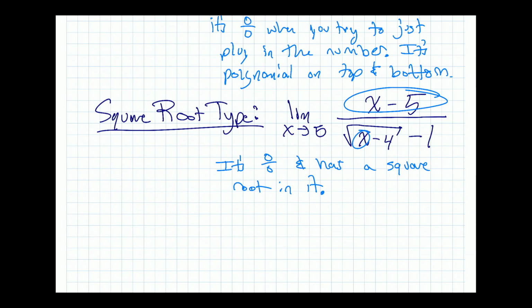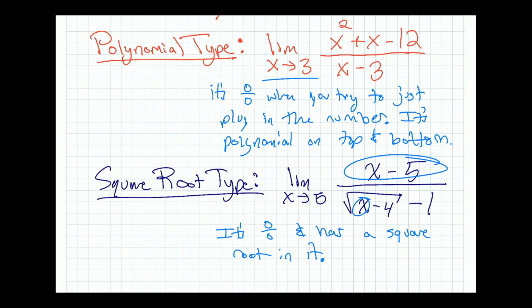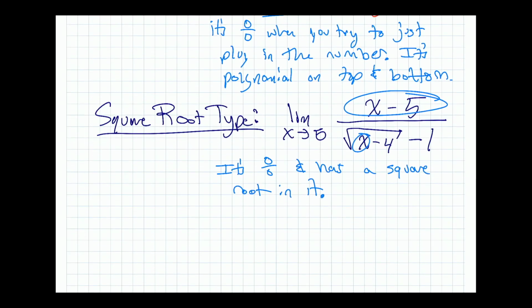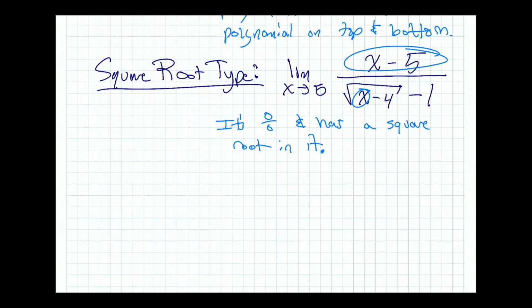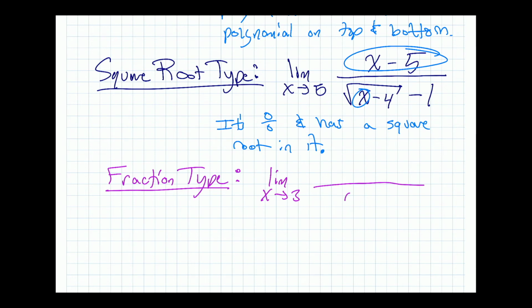Right? So the names are not mysterious. These are just made up names. I call it a polynomial type if it's polynomials, a square root type if it's got square roots, and we'll call it something else if it's got fractions. What do you think we'll call it if it has fractions? I'm just going to call it the fraction type. Okay, what's it look like? Again, there's a lot of variety in these, but something like this.